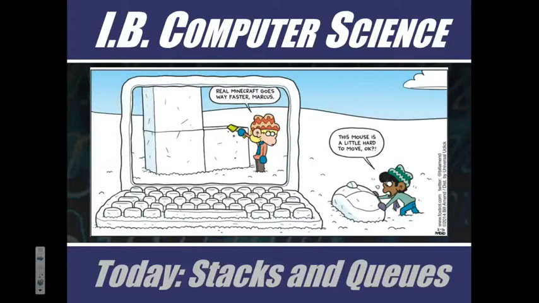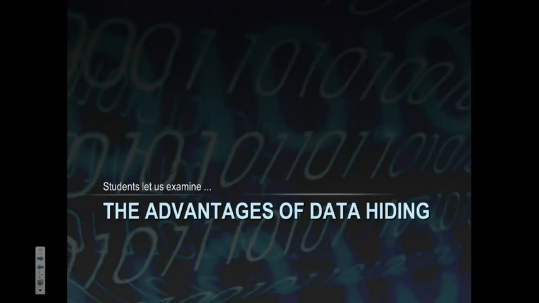Okay, so today we're going to take a look at stacks and queues. Stacks and queues is an advanced data structure. It's also called an abstract data structure. Just like the linked list, it has the ability to grow and shrink dynamically as the program is working.